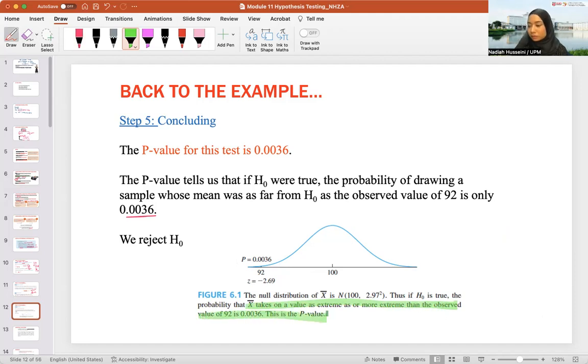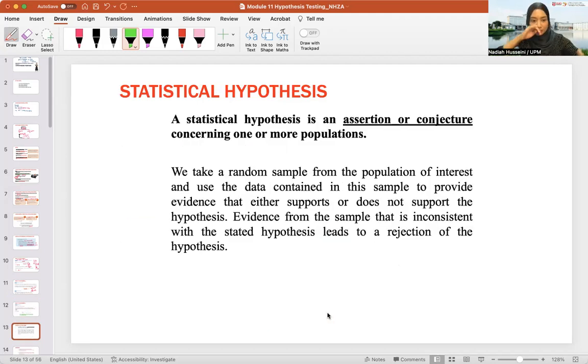This is the p-value. Okay, so any questions about this one before I try to further elaborate on this? We're going to do another example. Okay, so everyone's just bearing it. Okay, let's go for it.